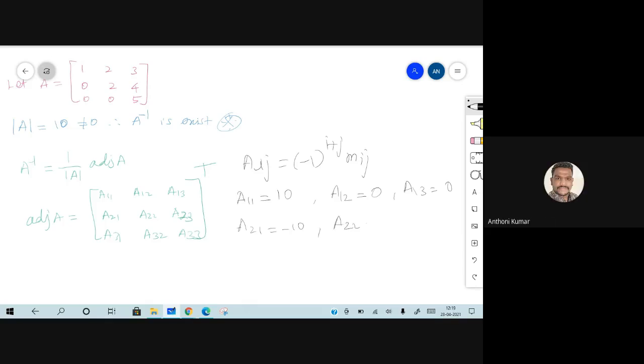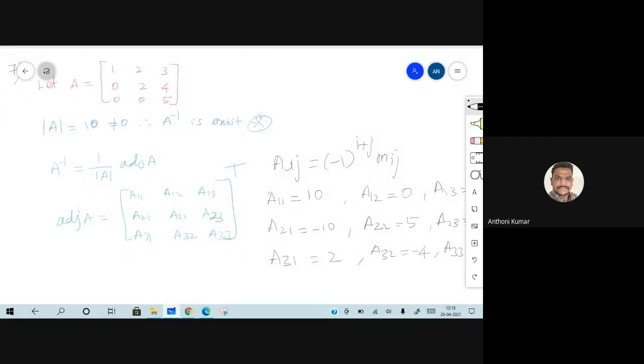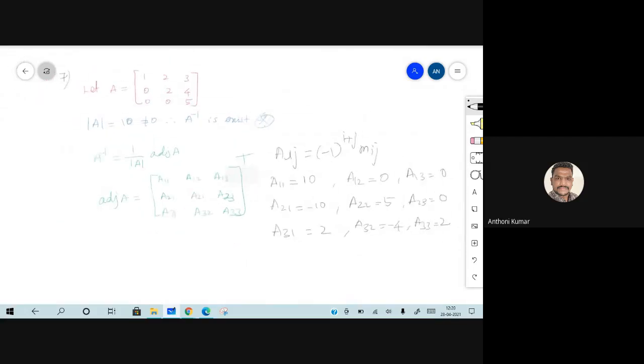What is the cofactor of second row, second column? 5. Then second row, third column. 0. Good. Then third row, first column. 2. Then third row, second column. Minus 4. Good. Third row, third column. 2. That's it, you have done it. You're able to find the cofactors in a short manner. Then that's okay, you can directly go to it.